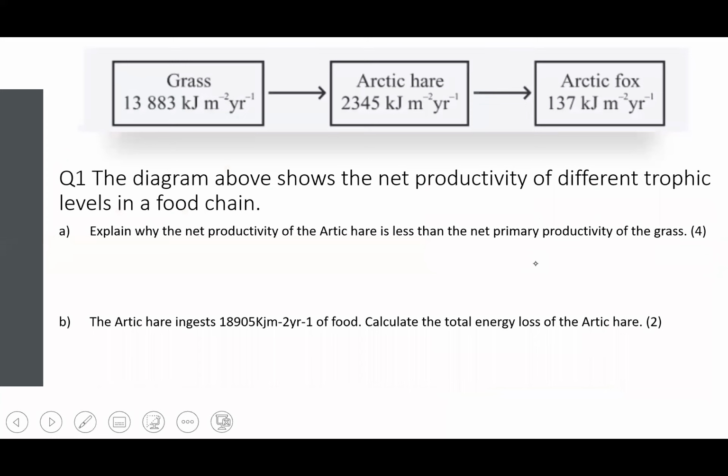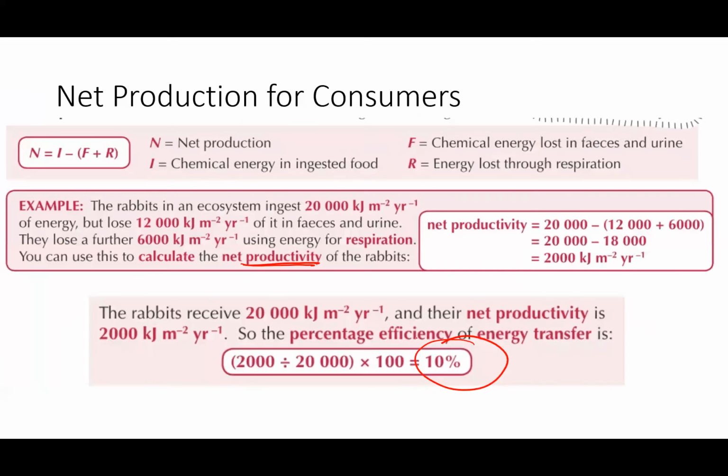So here's our first example. In this first example, the diagram above shows the net productivity of different trophic levels in a food chain. And you're asked to explain why the net productivity of the Arctic hare is less than the net primary productivity of the grass, and that's worth 4 marks. So the first thing I'd say of these questions is just state the obvious. Not all the energy available from the grass is taken up by the Arctic hare. So that's the first thing, really just state the obvious for that first mark.